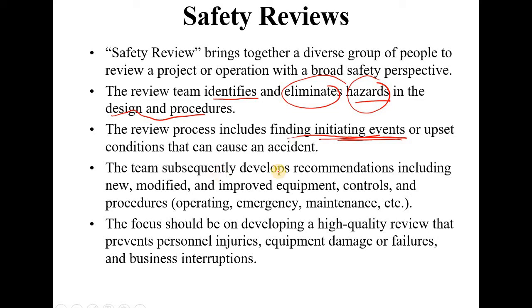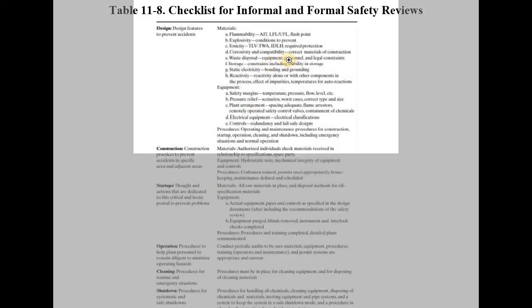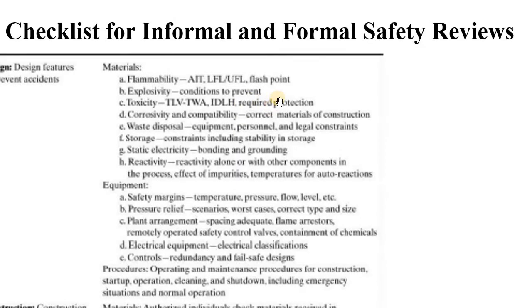And then of course the team comes up with the recommendations, what are the actions, and this could be equipment or actions in control or procedures. And then the focus should be on developing a high quality review, okay? They want to prevent injuries, they want to prevent damages and so on. So this is like a safety review. And this is a checklist of some informal, because sometimes you have it formal or informal, and sometimes informal is good because it's less pressure and you talk very freely between people rather than making it formal.